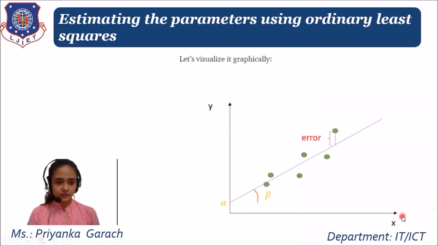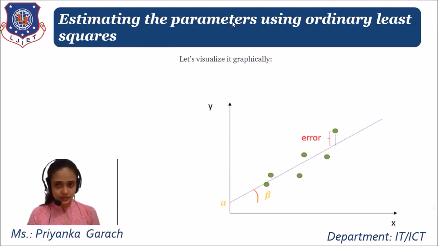Now let's visualize it graphically. This is my graph, and you can see that the green points are my data points. Using different parameters, that is the parameters alpha and beta, I have drawn this blue line. Alpha is my intercept and beta is my slope. The alpha tells from where to start the line.